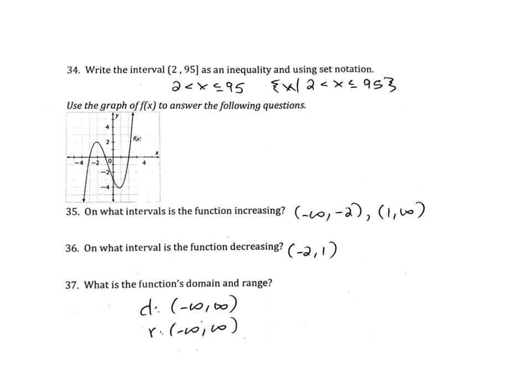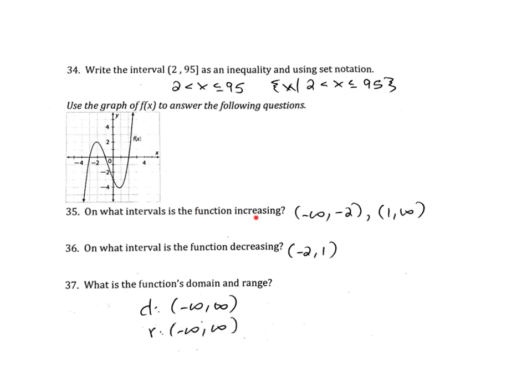And the last page here, 34. You're good at this too. Write it as an inequality. 2 is less than x, less than or equal to 95. The reason that's an equal to there and not there is because that was a bracket. 95 has a bracket, the other one doesn't. Set notation just means you have to do the braces, put all x such that, and then write the exact same thing again. That should be pretty good tomorrow on your test.